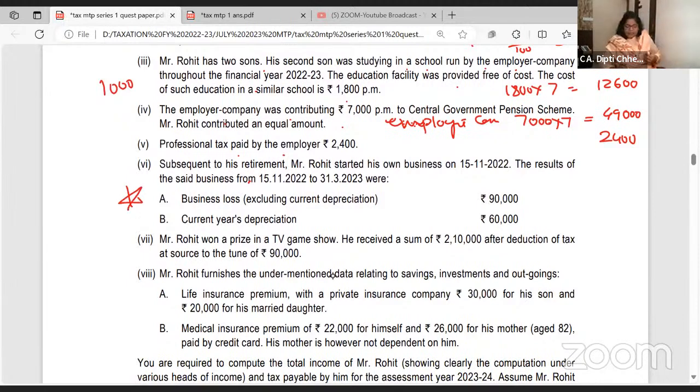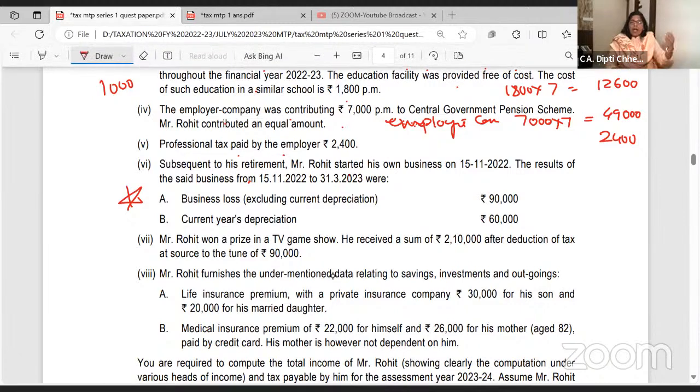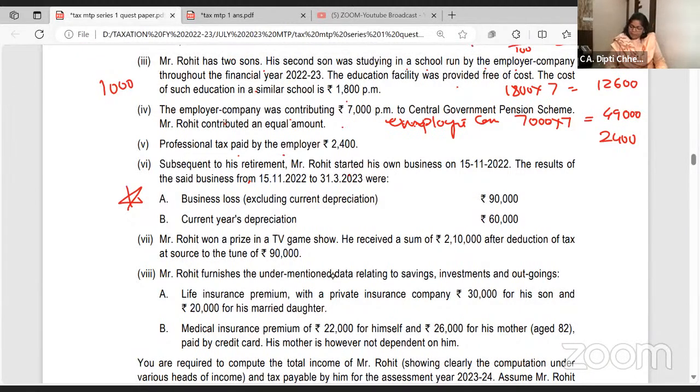Many students did not write the note properly that Rohit, after leaving this business in October, started a business, and in the business he got a loss and depreciation, also excluding depreciation. So can these losses be set off in salary? No. So these will just be carried forward and you have to write a note. Please remember, losses of business cannot be set off in salary. So you just have to write a note and leave it. Yeah, you need to carry it forward.